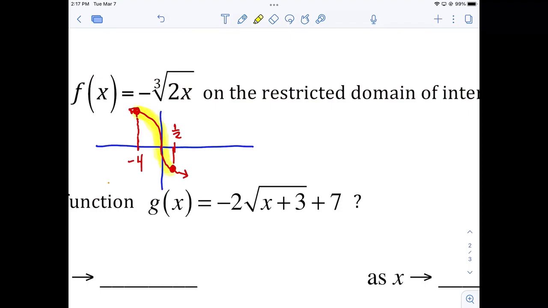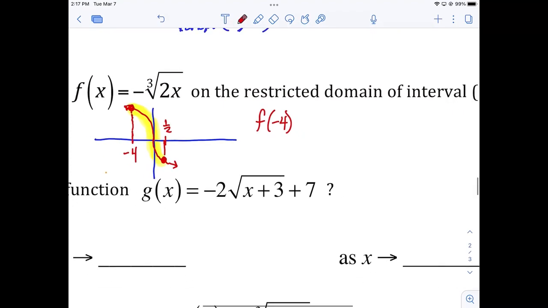I want to know what these y values are from x equals negative 4 to 1/2. Well, look at what we can do here. I want to know what the y value is at negative 4, and I want to know what the y value is at 1/2. So really all I'm doing is plugging the endpoints that they give me into my function. So that's going to give me a negative cube root of negative 4 times 2, which is negative 8.